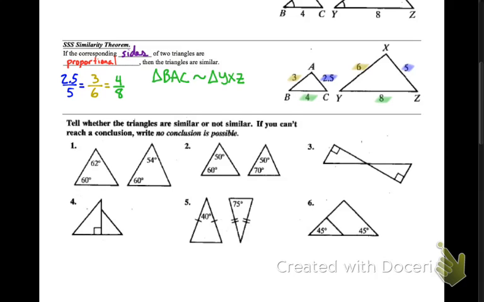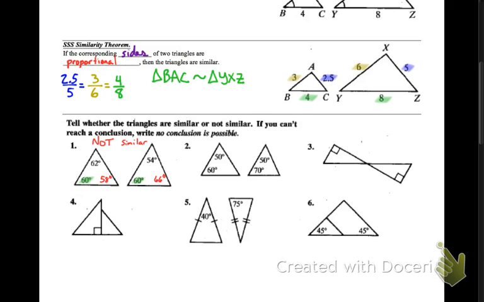I'll do the first one with you. Tell whether the triangles are similar or not similar. If we can't reach a conclusion, write no conclusion is possible. All right. We have one angle that is congruent to another angle, but these are certainly not congruent. But remember, if we know two angles of a triangle, we know the third. So we know that these other angles have to be equal to 58 degrees and 66 degrees. So do we have two angles that are congruent? The answer to that is no, we only have one. So these are not similar.